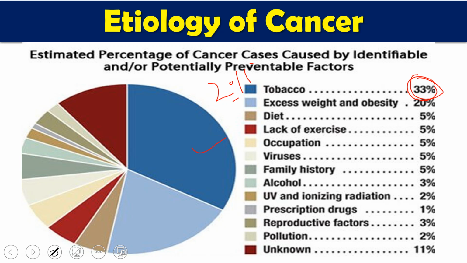The second leading cause of cancer, which increases the risk, is excess weight, that is obesity, or a sedentary lifestyle, that is 20%. Diet: we take some kind of food which contains carcinogenic agents, like pollutants, pesticides, herbicides. Those things go into our body and ultimately affect the DNA.